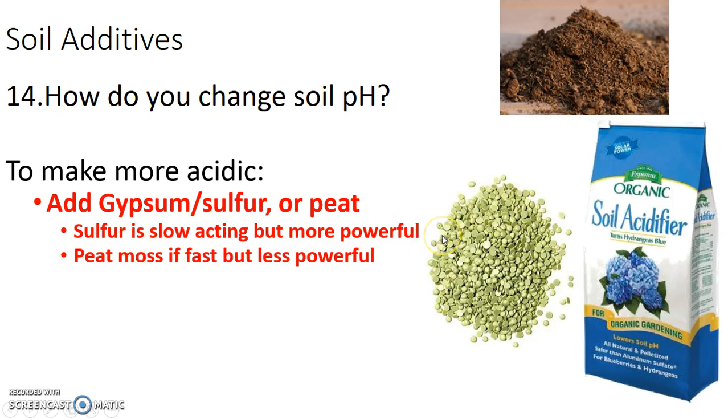Sulfur is slow to act, but it's more powerful, and it'll acidify the soil more over a longer period of time. Peat moss is very, very quick, so if your soil is really basic and you need to lower that pH now, you would use peat moss. The problem is it's fast acting but less powerful.